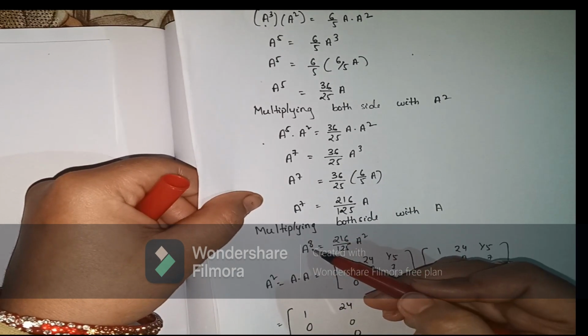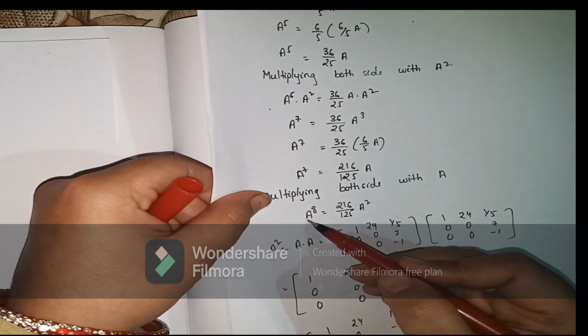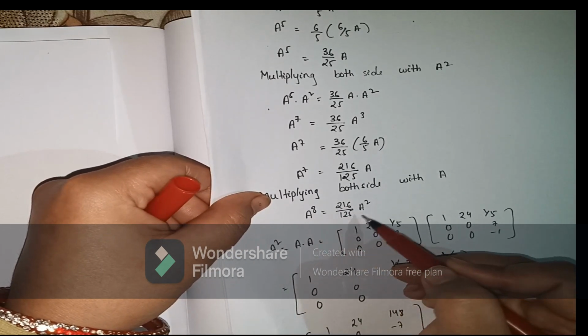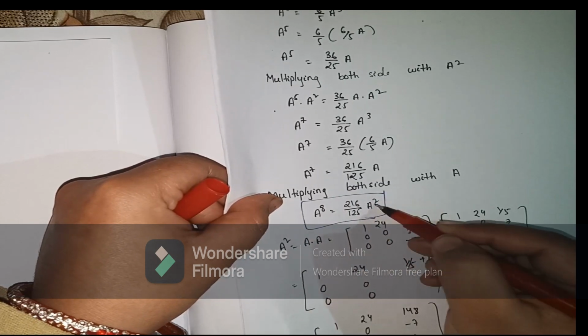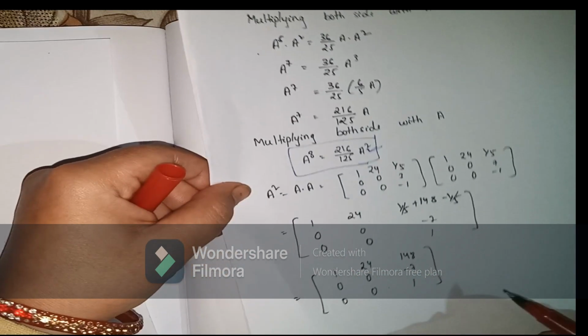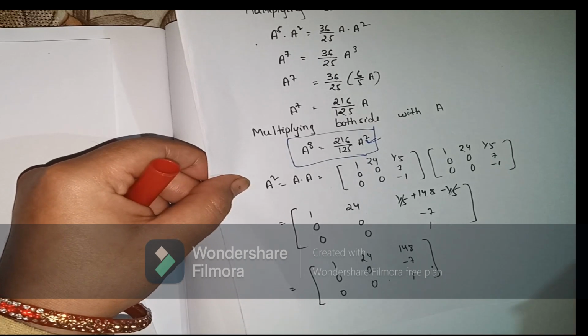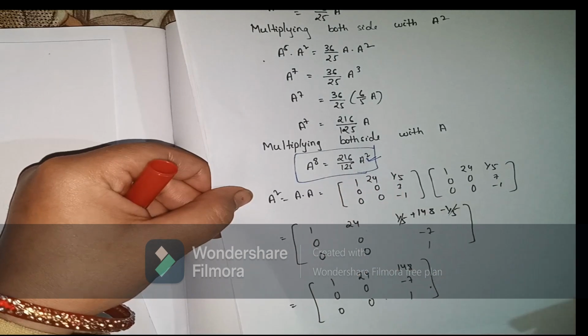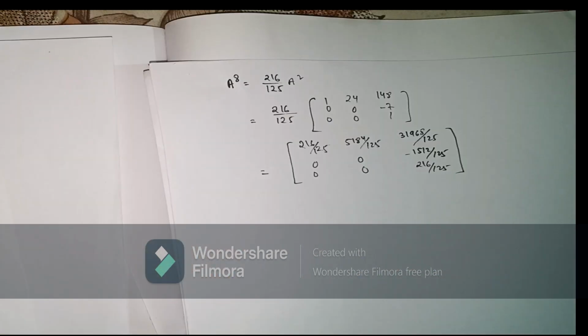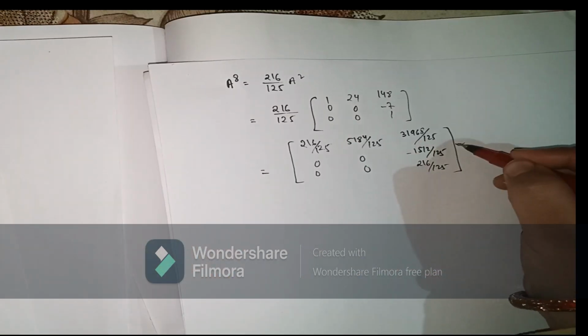Now I need to get A to the power 8, so I have to multiply A on both sides. So A to the power 8 is equal to 216 by 125 A square. That means here anyhow I need to find the A square. So I found out the A square. This is my A square. Now you can put it with 216 by 125 to get A to the power 8. So this is how I found it. So this is your A to the power 8.